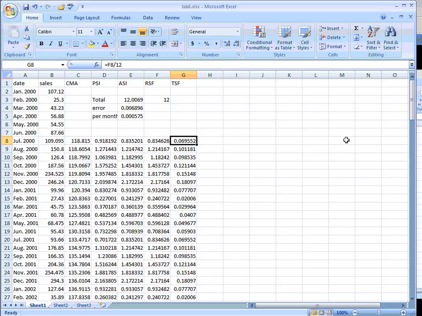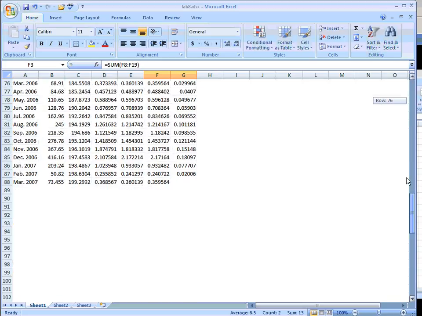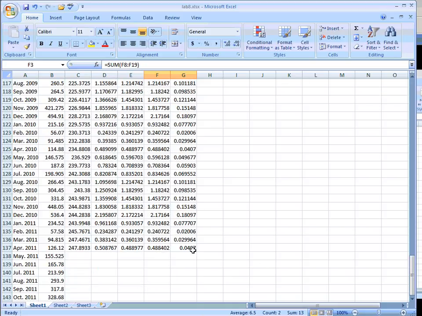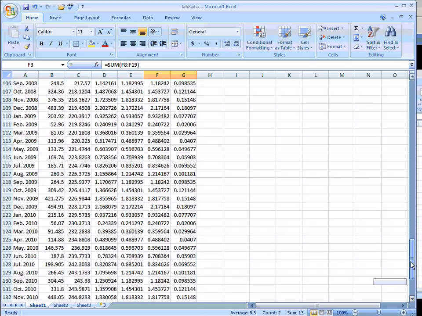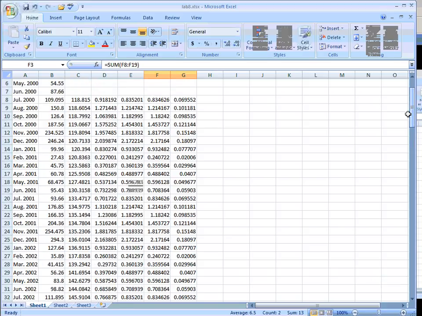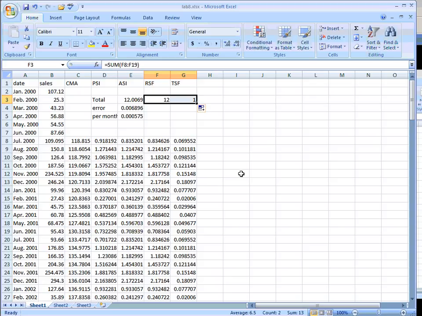One thing you'll want to do is just verify that your numbers make sense. Copy this over, get 1. So that part makes sense. And if we go down to the bottom, April is 0.0407. Go up to the top, we should get the same value for April, 0.0407. So the total seasonal factor is telling us what percentage of our sales are done in that month.